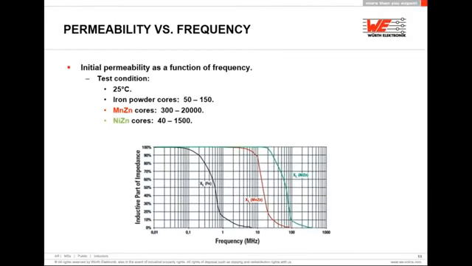Now, let's talk about permeability versus frequency. Permeability can be described as a magnetic conducting or penetrating property, analogous to electric conductivity. The relative permeability of the material is not constant, but nonlinear. This behavior is essentially dependent on a couple of factors, such as the magnetic field strength, which is dependent on operating conditions, the frequency, the temperature, and the material.